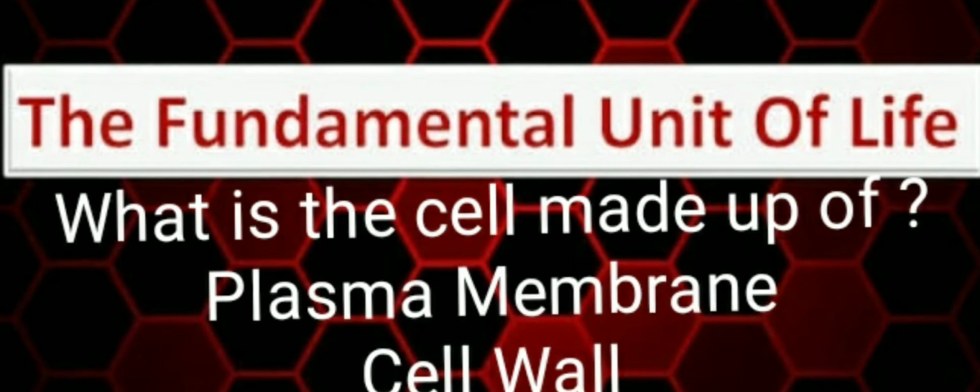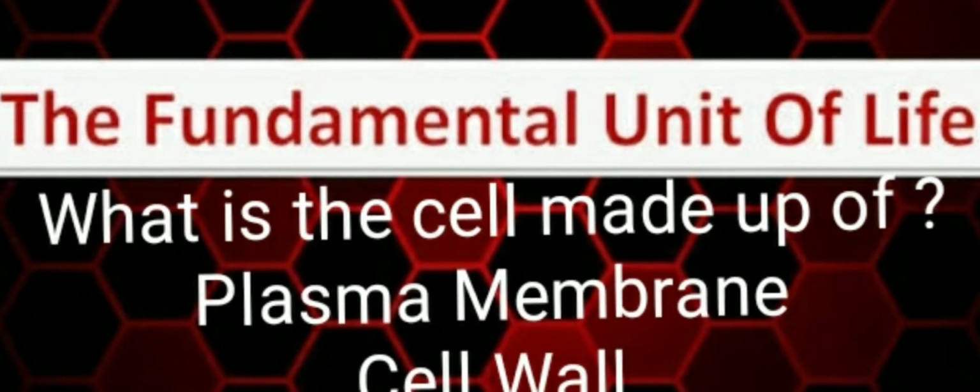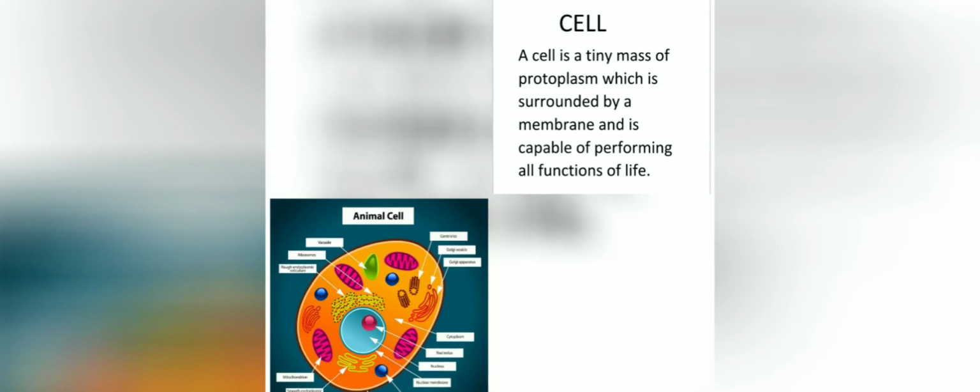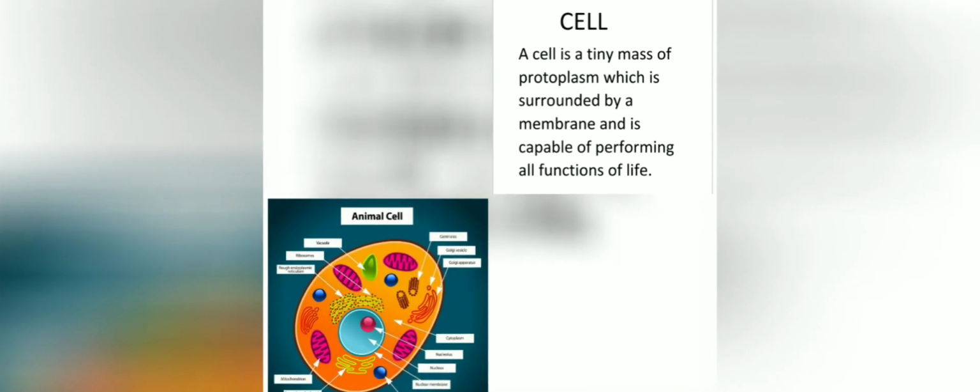So first of all, let us see what is a cell. Can anyone define what a cell is? Actually, a cell is a tiny mass of protoplasm which is surrounded by a membrane and is capable of performing all the functions of life. Right? Okay. And a typical cell has how many parts? Three parts, okay? They are the plasma membrane, nucleus and cytoplasm.